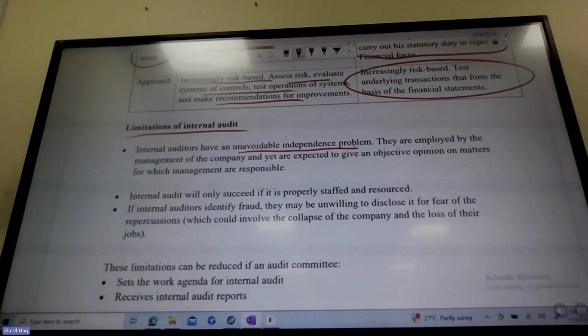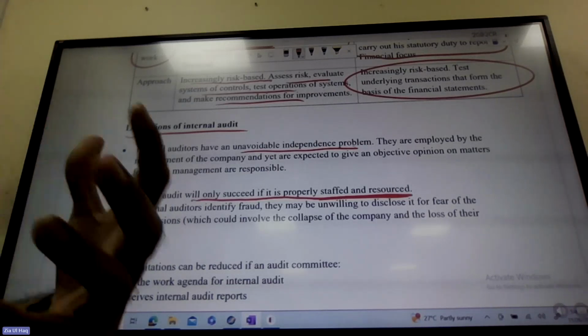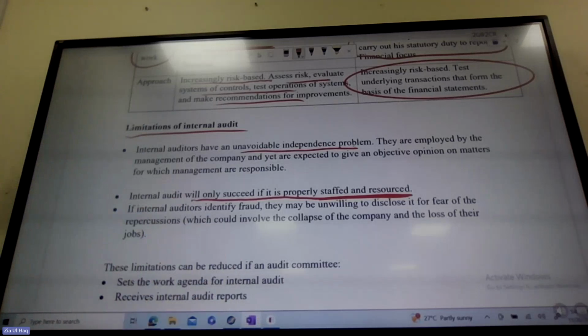External auditor is always independent, a third party, working without any pressure. Internal auditor's work is only successful if it is properly staffed and resourced. If he has a small number of staff, and no resources like software to check the computerized controls, his work will not be effective. This is the issue, because sometimes companies do not create a proper internal audit department to save cost. If they have less staff, they will not perform their function properly.